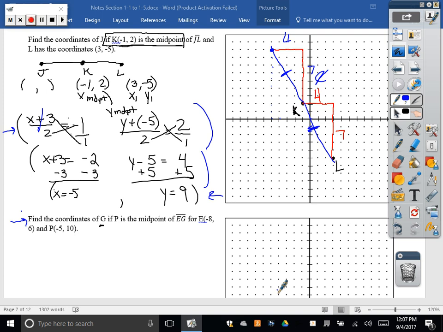Anyways, go ahead and do that next one for me. Like I said, it's going to be off the grid a little bit, but if you keep making your tick marks accurately and counting things correctly, you can use either method. It doesn't matter.